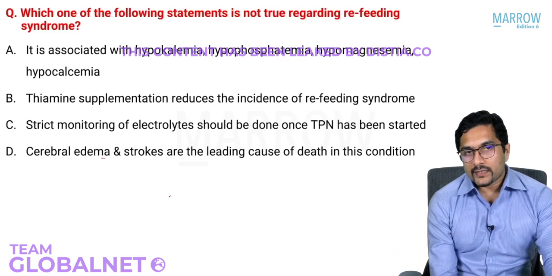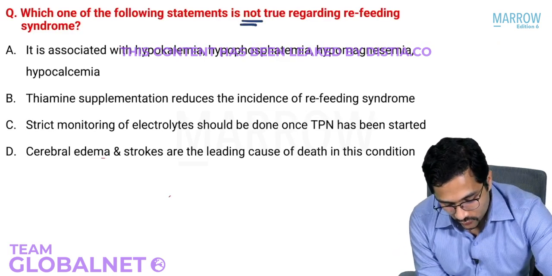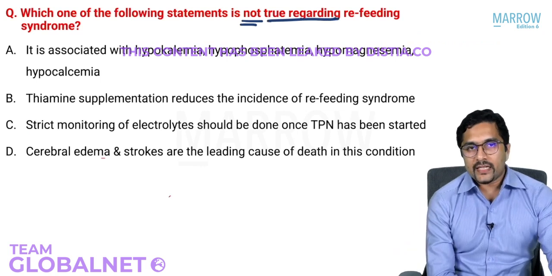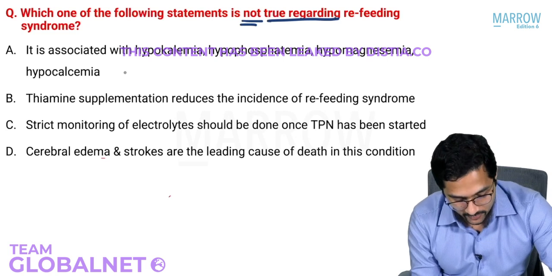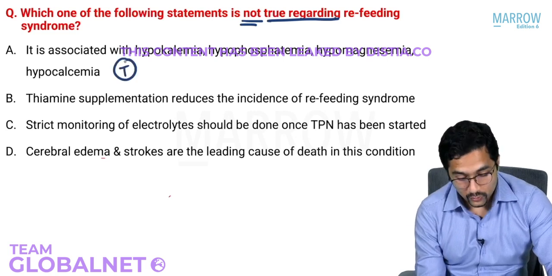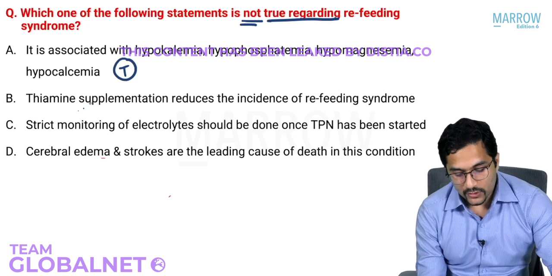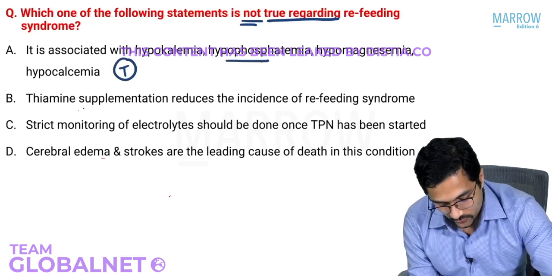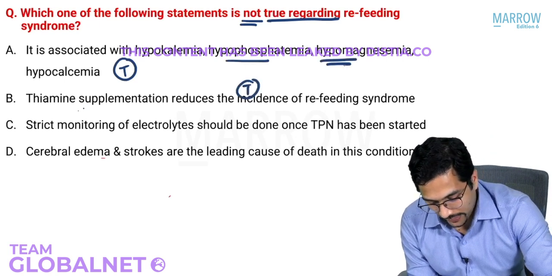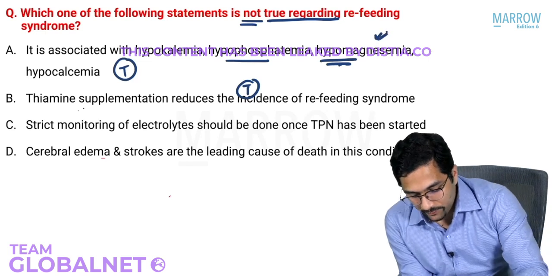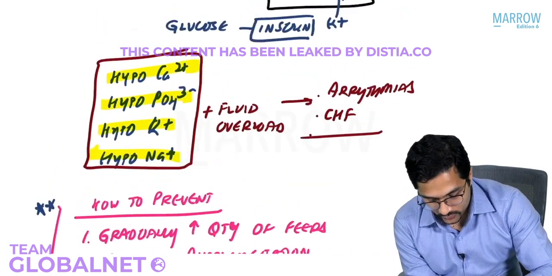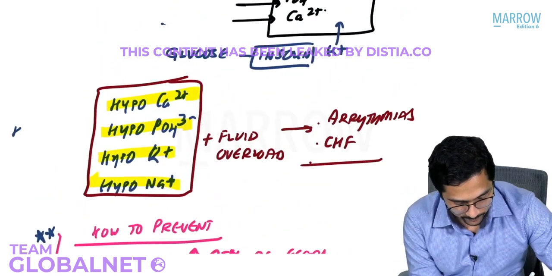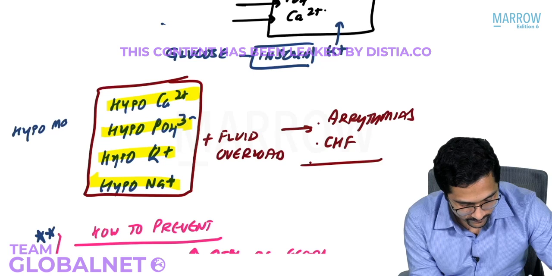Which of the following statements is not true regarding refeeding syndrome? Not true. It is associated with hypokalemia, hypophosphatemia, hypomagnesemia, hypocalcemia. This is true. Thiamine supplementation reduces the incidence of refeeding syndrome. This is true. So there can be hypomagnesemia also in refeeding syndrome. And this also you should make a note here. There can be hypomagnesemia also.